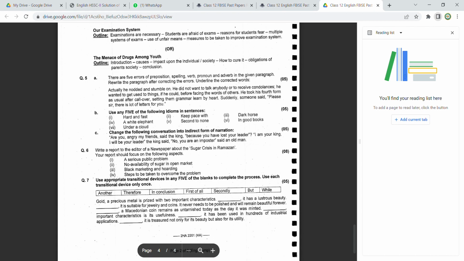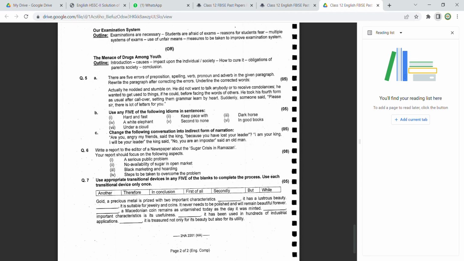It has 3 parts of 5, 5 and 5, meaning 15 marks for the question. Question number 5, part A: there are 5 errors of preposition, spelling, verb, noun, and adverb in the given paragraph. You have to identify and rewrite them correctly. Part B: use 5 of the following idioms in sentences. Part C: change the following conversation into the direct form of narration, so that you understand very well what is meant by direct and indirect narration. You have to convert this conversation into that form.